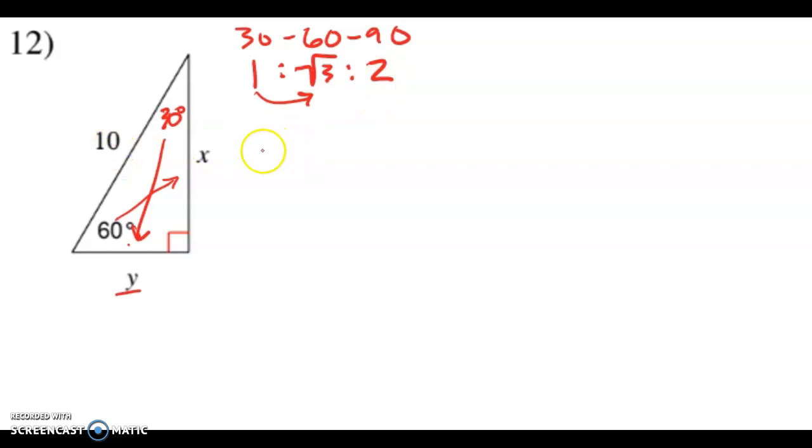So we're going to start with that relationship because I know the hypotenuse. So I take y and I multiply it by 2, and that gives me the hypotenuse. And nice and easily I can solve for y. So I know that y is 5.